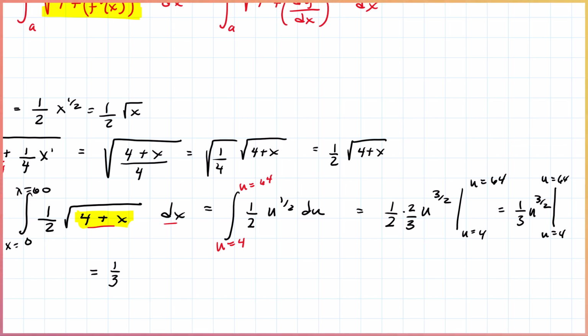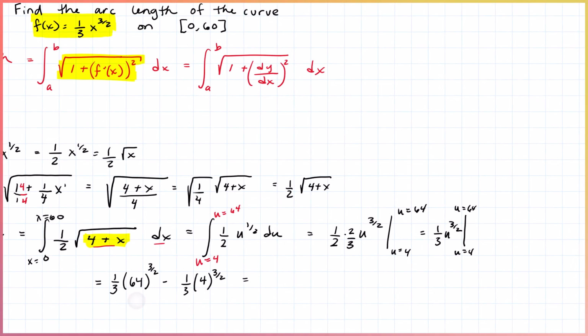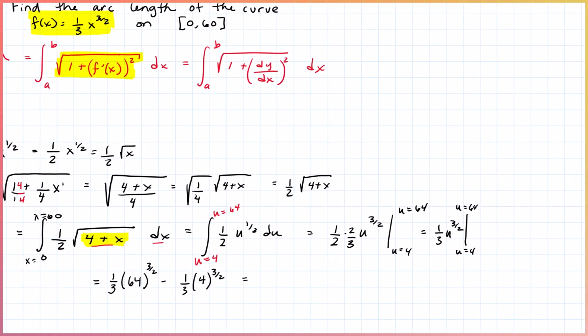And this is going to become 1/3 times 64 to the 3 halves minus 1/3 times 4 to the 3 halves. And this problem was definitely cooked up kind of nicely. Let's see, what was it? It was from 0 to 60. Get the problem up on the board there at the top. This problem, what I mean by it was cooked up.